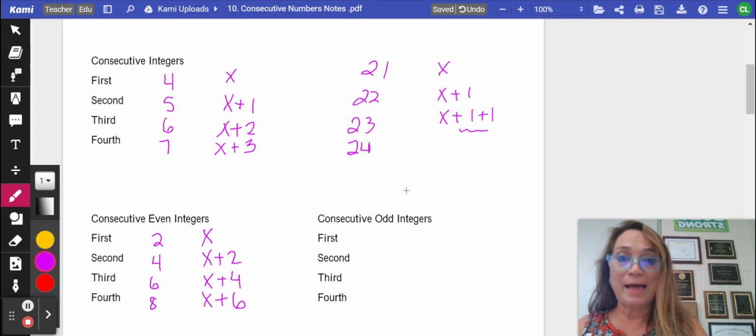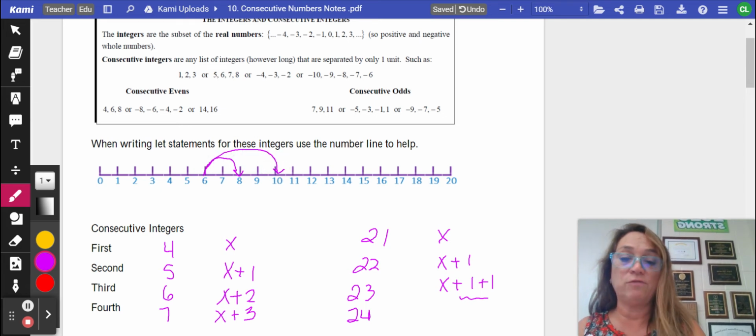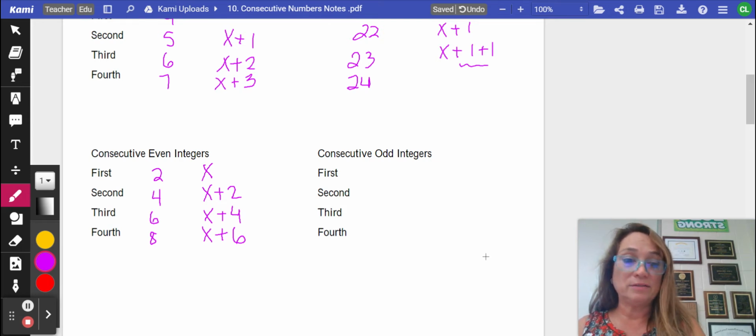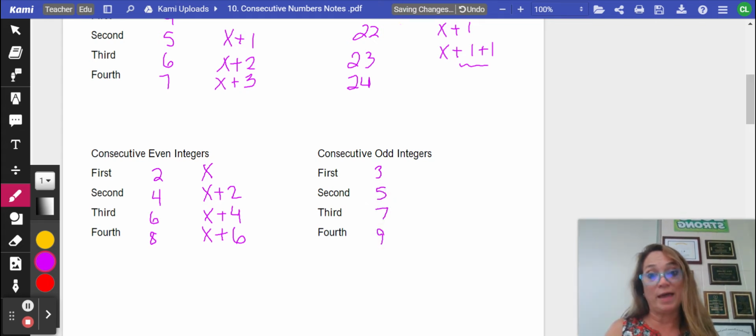And you can always go back and look at this number line. To go from 6 to 8, you add 2. To go from 6 to 10, you add 4. Okay, so now consecutive odd. Let's start with some odd numbers: 3, 5, 7, 9. And remember, it can be negatives, okay?